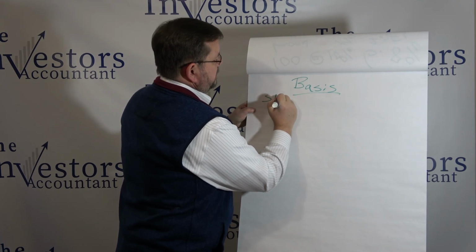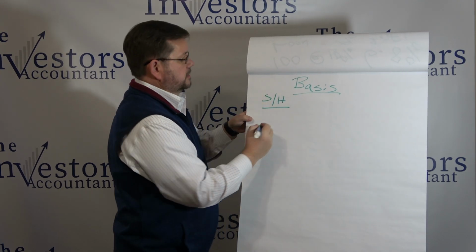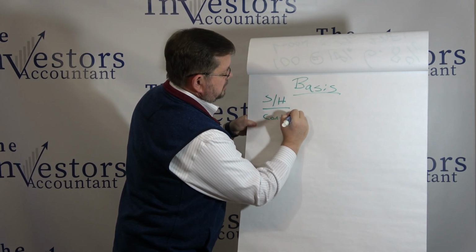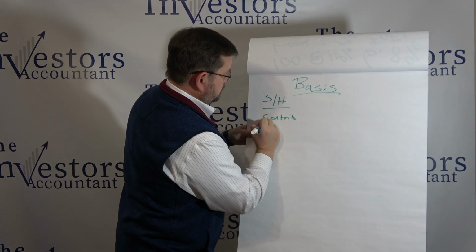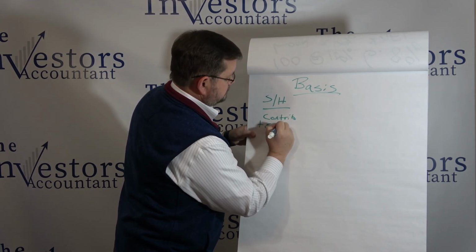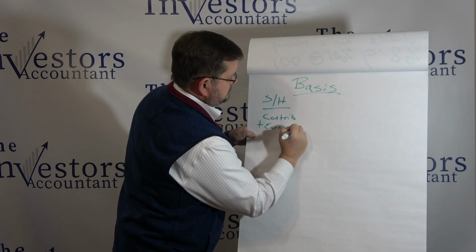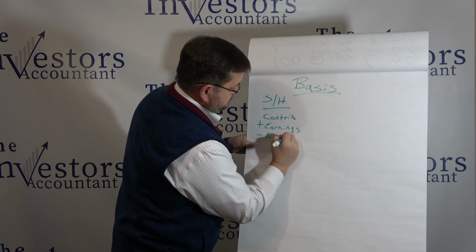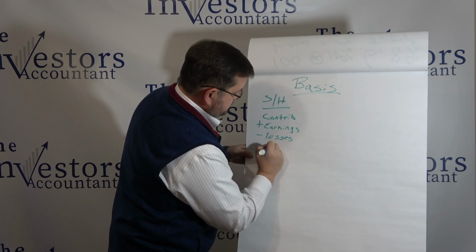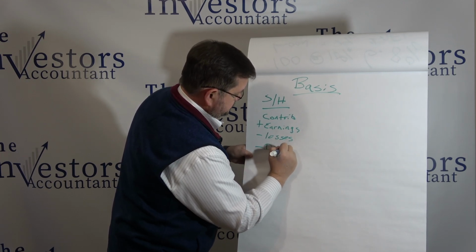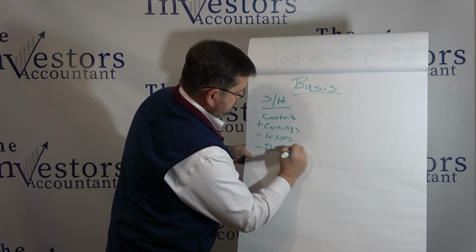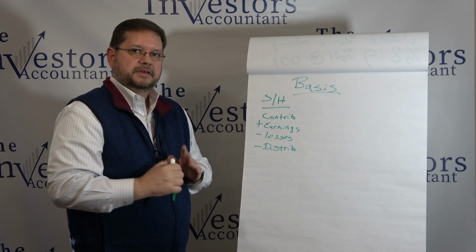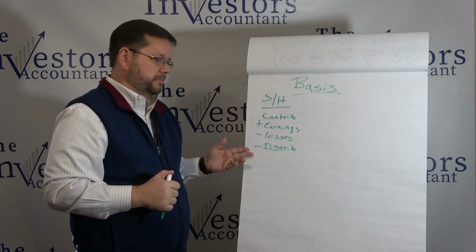stockholder or shareholder basis. And what it is is money that you have contributed plus earnings minus losses and minus distributions. You add those up, that's the basis that you have in the S corp, that is a shareholder basis.